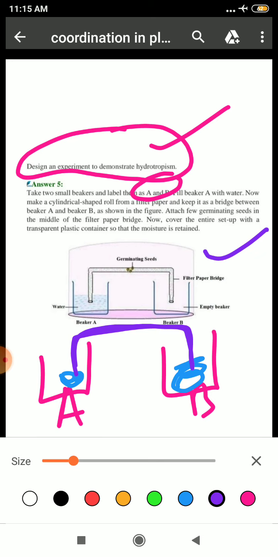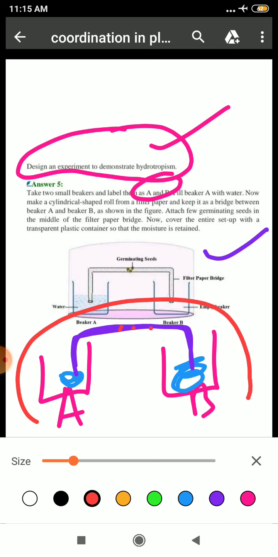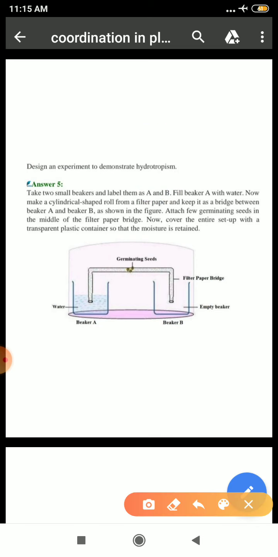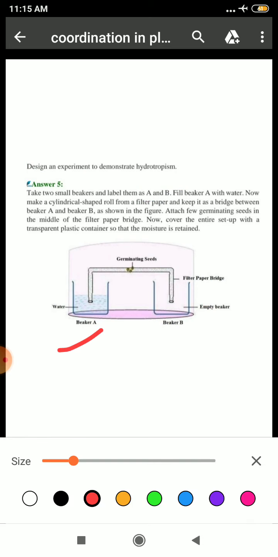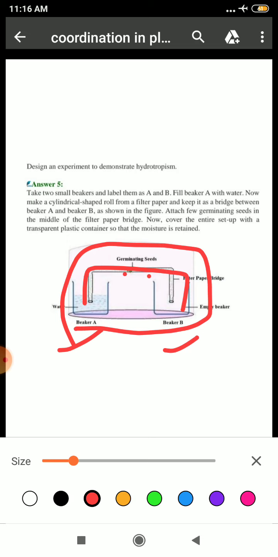After that you have to attach a few germinating seeds in the middle of the filter paper here. Now cover the entire setup with a transparent plastic container, so that the moisture is retained here only. It is well explained in this diagram. See here, two beakers, beaker A, beaker B, and you need to connect these two beakers with the help of filter paper. Then place some germinating seeds on it and cover it with a plastic container.